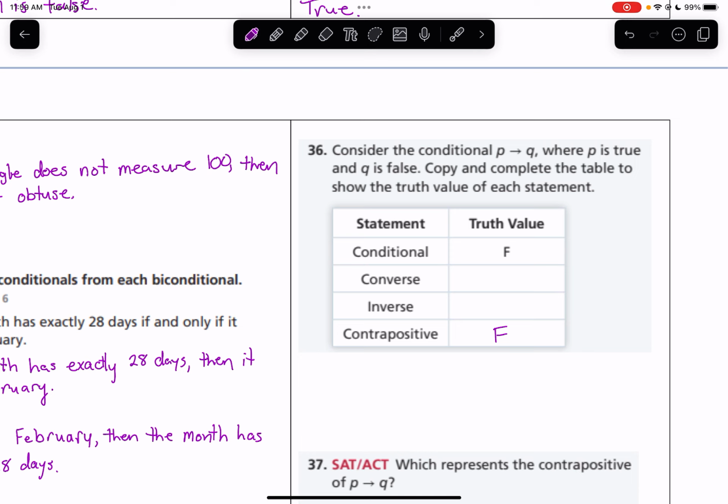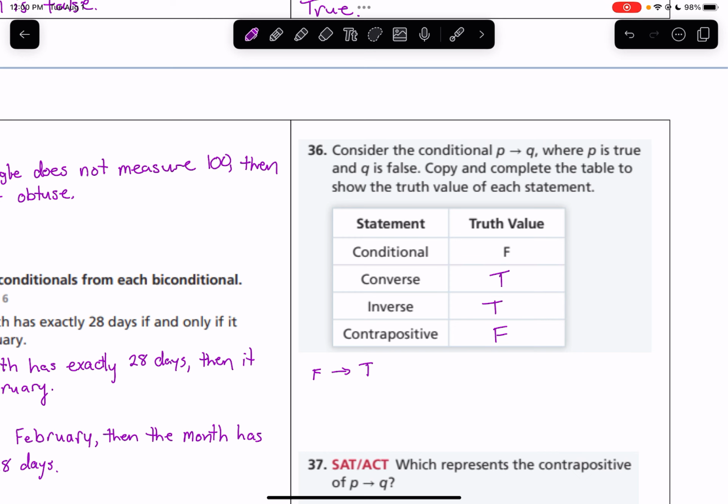And if we think about the other two, the converse of this statement would give us a false value leading to a true value, right? If we switch those around. If we have a false value leading to a true value, that is logically true. I know it seems weird, but it's logically true. And then, of course, the inverse is going to be the same truth value as the converse, so the inverse is also going to be true.